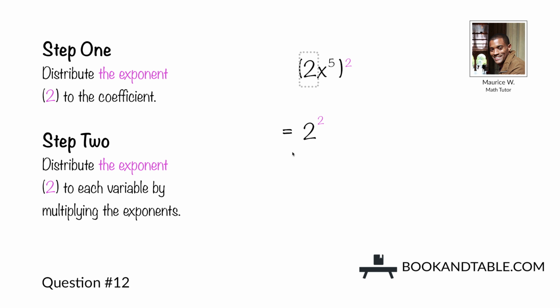Step 1. Distribute the exponent 2 to the coefficient 2. That gives you 2 squared, which is equal to 4. Step 2. Distribute the exponent 2 to each variable by multiplying the exponents. So we have one variable in this term, x to the 5th. So we multiply 5 times 2, which gives us x to the 10th, giving us a final answer of 4x to the 10th for question number 12.